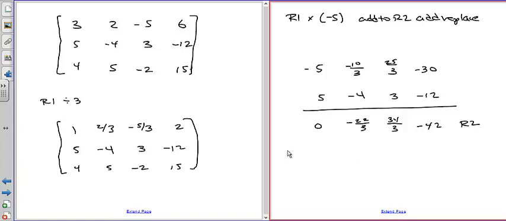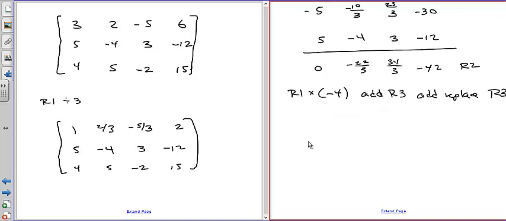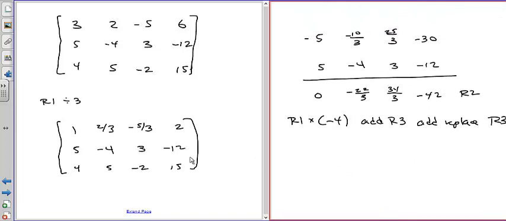But before we do that, let's go ahead and also get a 0 here. So we're going to take row 1, multiply by negative 4 instead of negative 5. We're going to add to row 3 and replace row 3. Here we replaced row 2. So let's take row 1 and multiply by negative 4. So we get negative 4, negative 8 thirds, positive 20 thirds, and negative 4 times 2 is negative 8.